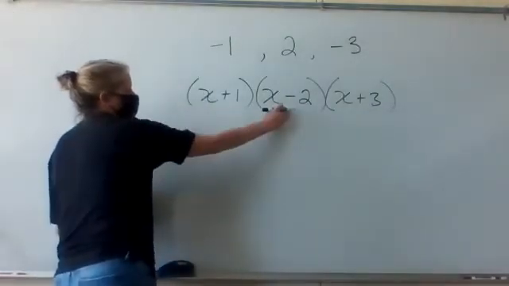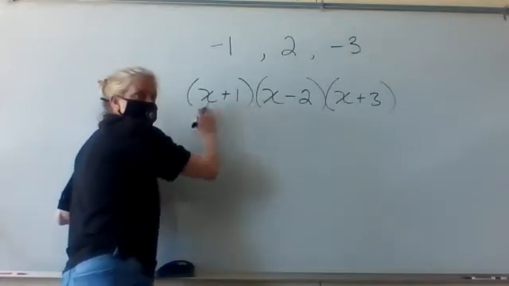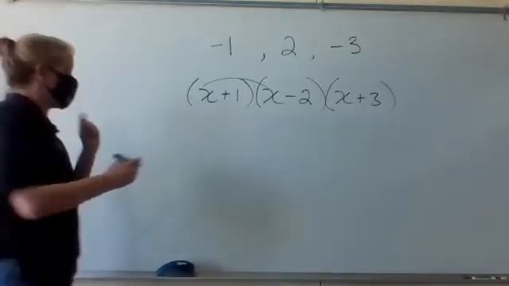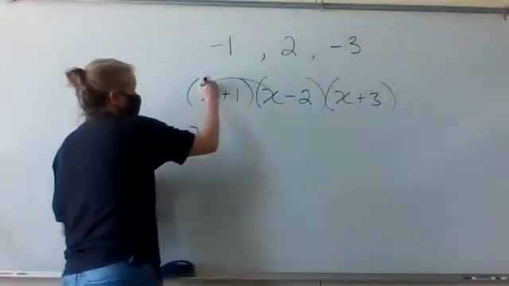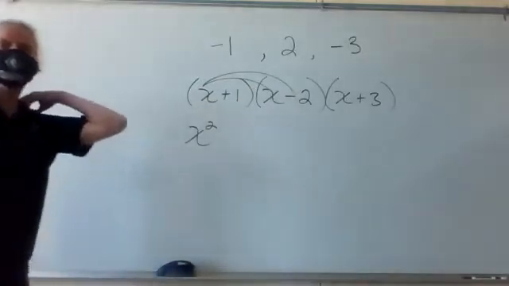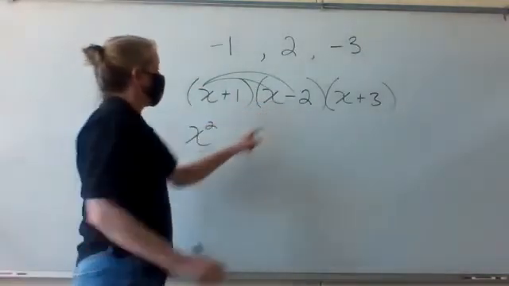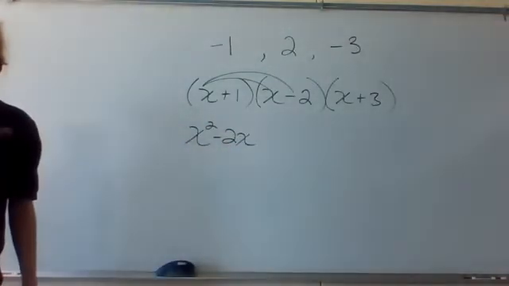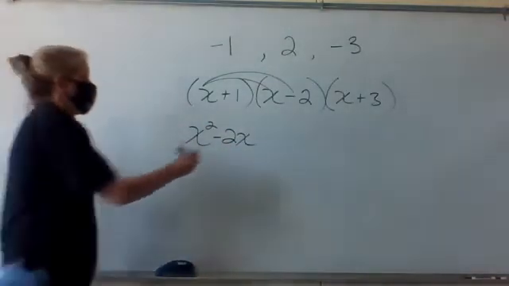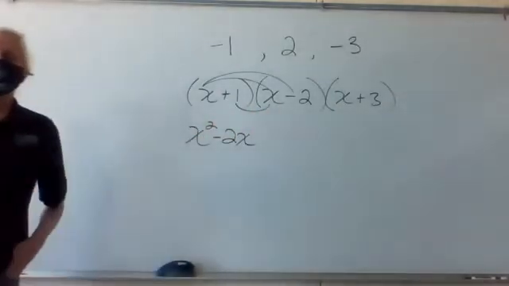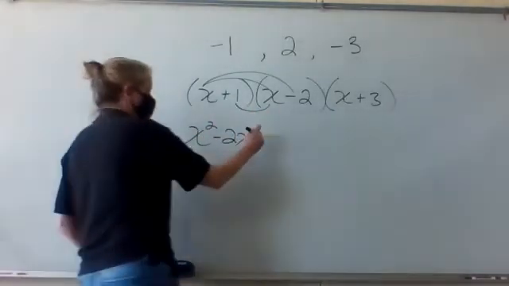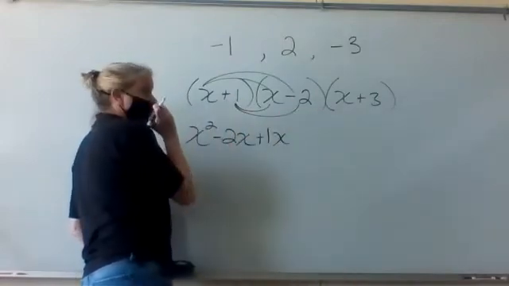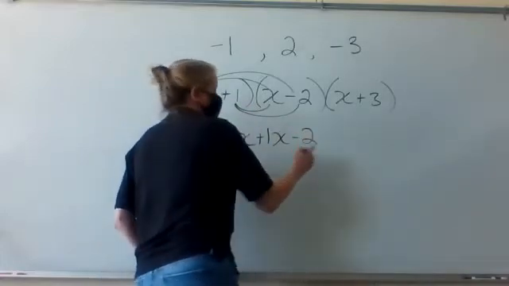So the first thing I'm going to do is just multiply these two parentheses together. So x times x gives me x squared. My outer, x times negative 2 gives me negative 2x. My inner, positive 1 times x gives me positive 1x. And my last, positive 1 times negative 2 gives me negative 2.